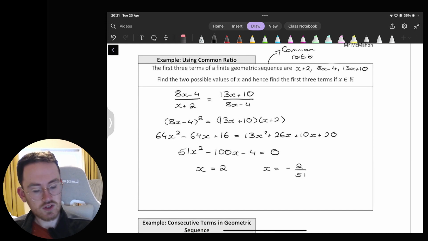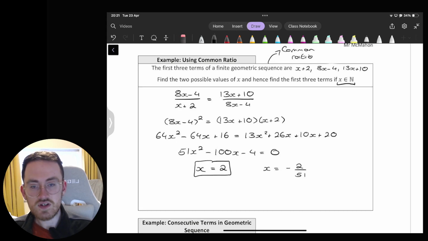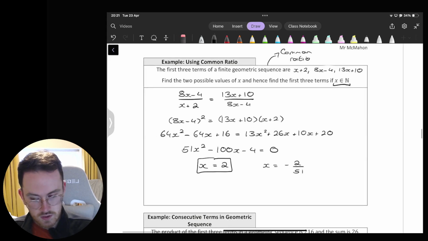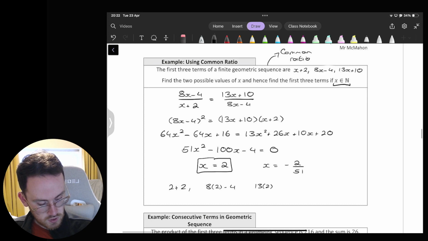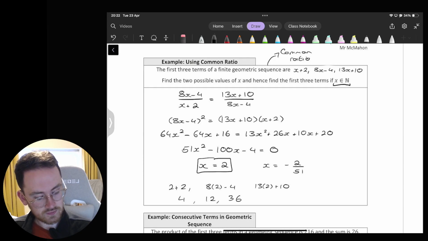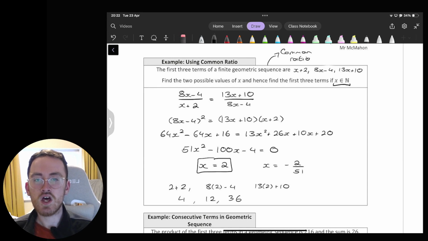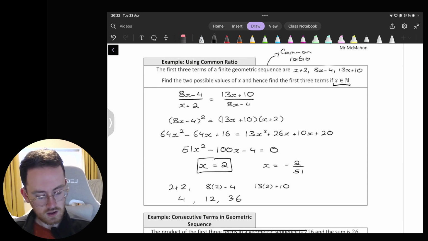Now in this case I was told that I want to find the two possible values of x, which I've done, and find the first three terms if x is an element of n, which means I'm finding the first three terms if x is 2. So that's going to be 2 plus 2, 8 times 2 minus 4, and 13 times 2 plus 10. So that's going to be 4, 12, and 26 plus 10, 36. Okay, 4, 12, and 36 with a common ratio there of 3.